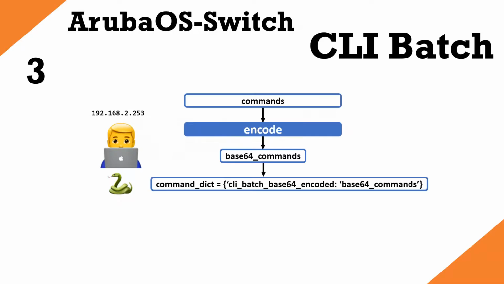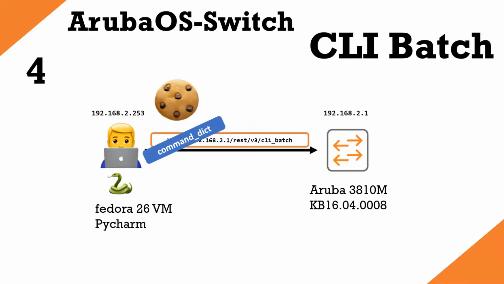Okay, the extra step comes from the fact that we can't just list our commands that we want to send, we need to encode them as base64 and add them to a dictionary. We combine these with our cookie and we send them to this new URL, CLI_batch.